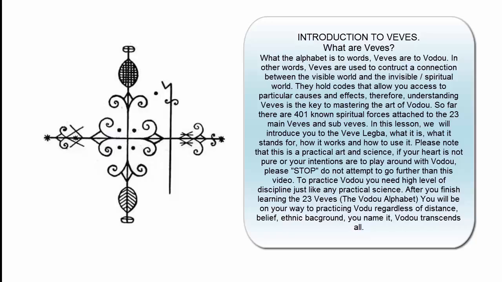Introduction to the Veves. What are Veves? What the alphabet is to words, Veves are to voodoo. In other words, Veves are used to construct a connection between the visible world and the invisible or spiritual world. They hold codes that allow you to access particular causes and effects. Therefore, understanding the Veves is the key to mastering the art of voodoo.